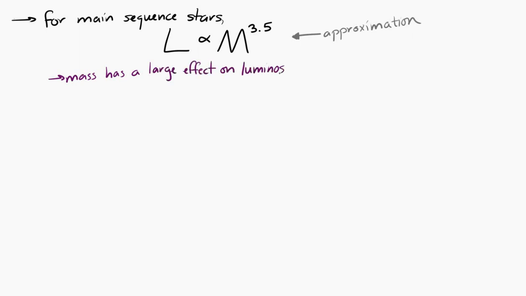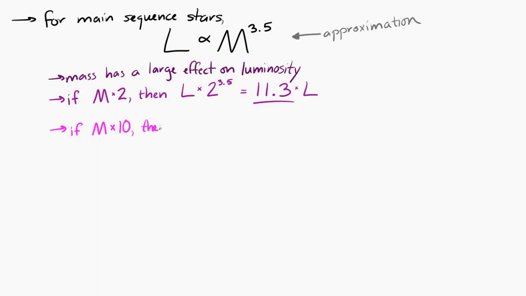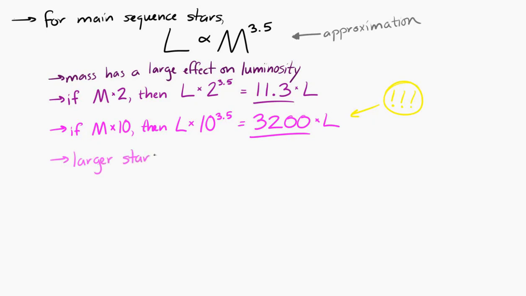the luminosity. So, for example, if we were to double the mass of a star, the effect that it would have on the luminosity of doubling the mass is the luminosity would be 2 to the 3.5 power times larger. In other words, it would be 11.3 times larger. So double the mass, 11.3 times greater luminosity. If we have 10 times the mass, then the luminosity will be 10 to the 3.5 times bigger. It will be 3,200 times bigger. So larger stars have much greater luminosities.